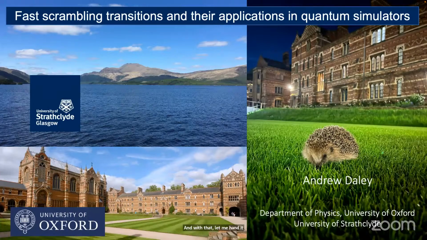Okay, well, it's my great pleasure to introduce Professor Andrew Daley. So Andrew is originally from New Zealand, and I think you got your degree from the University of Auckland, and then moved to Peter Zoller's group in Innsbruck. So Andrew was a professor at the University of Pittsburgh, and then moved to University of Strathclyde in Glasgow, Scotland. But I understand now he's in the process of adiabatic transition to Oxford, and he's going to tell us about fast scrambling transitions. Welcome.